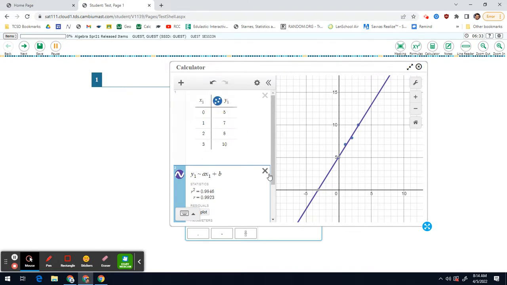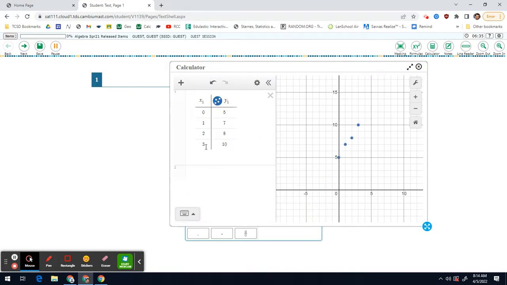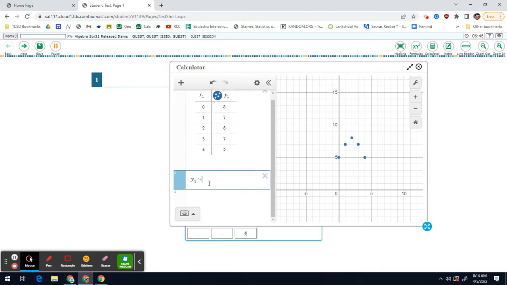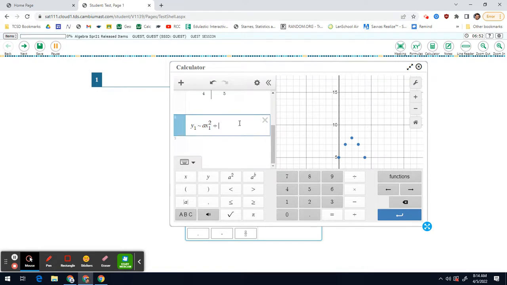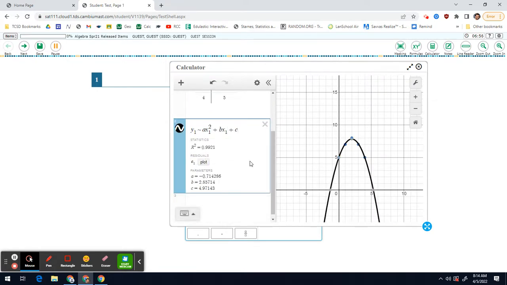If I change some of these, so let's make this more of a quadratic, so let's change 3, 10 into 3, 7, and let's add 4, 5 on there. So now you have this U-shaped look. Now we can do a quadratic regression, y1 squiggle ax1 squared. So let me get the squared back up there. Squared plus bx1 plus c. That is your standard quadratic equation.